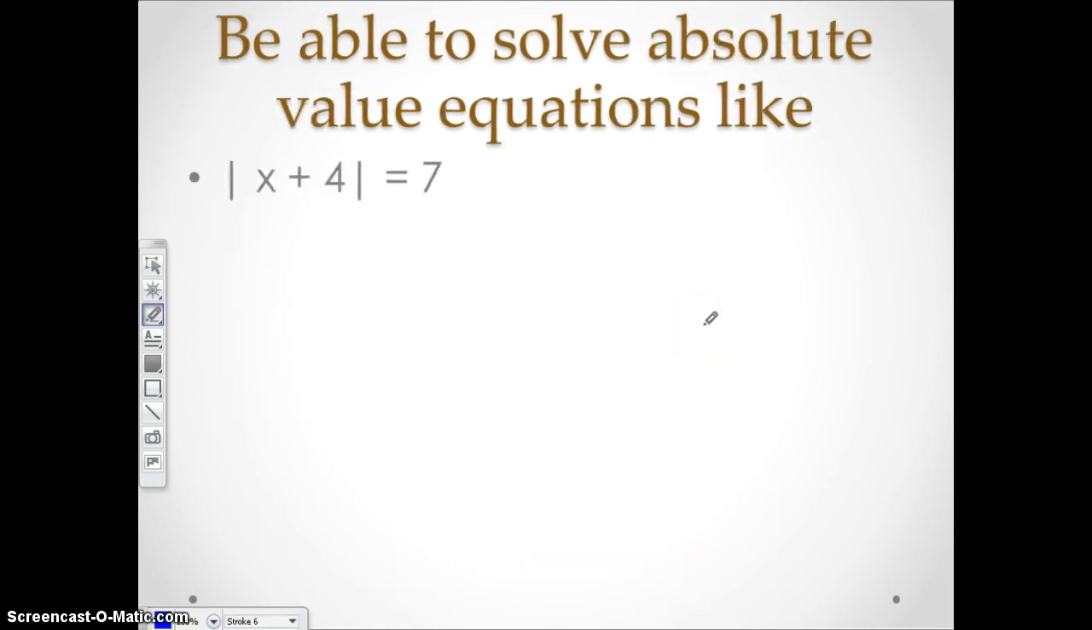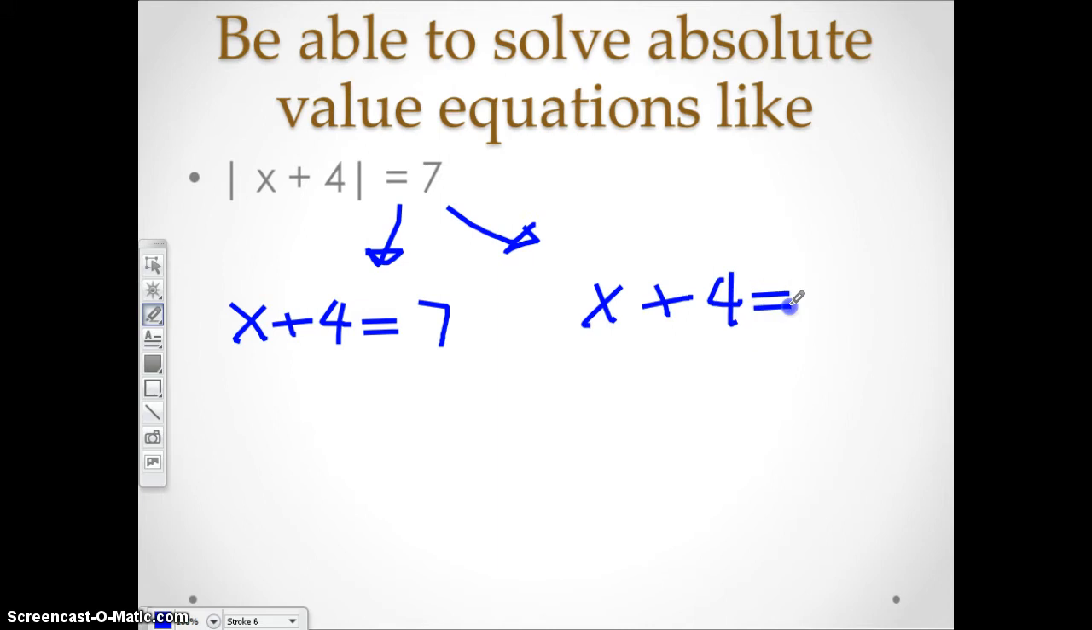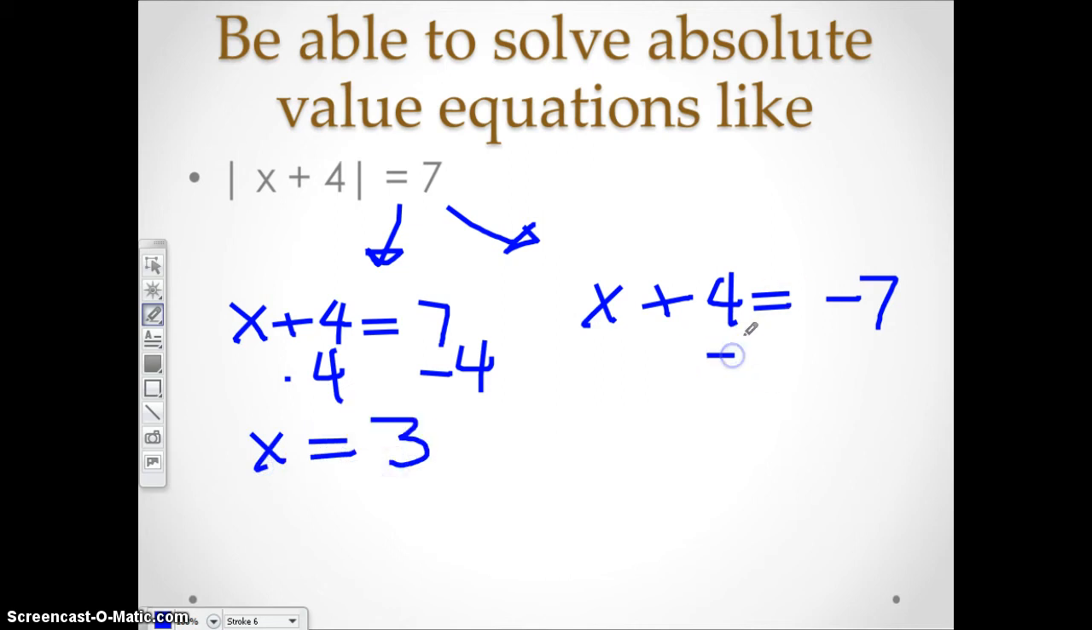All right, be able to solve absolute value equations like this. Remember, absolute value is a distance, and we have to create 2 different equations to reflect what could be happening on the right-hand side of a number line and the left-hand side. Because it could be 7 units to the left of 0 also. Now that we've done that, we can easily solve. X is equal to 3. Subtract 4 from both sides here, and we get x is equal to negative 11.